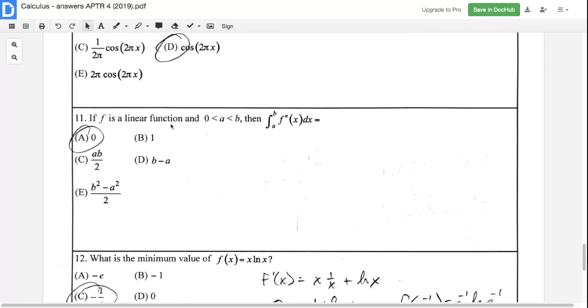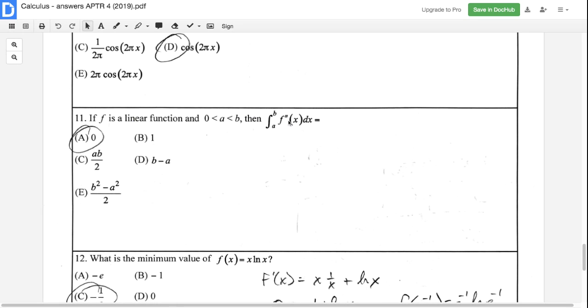All right, if f is a linear function, so that means f is a line such as like 3x, and a is between 0 and b, that just means a is positive, b is positive. Then the integral of this thing equals what? Well, if f is 3x, then the derivative of 3x would just be 3.